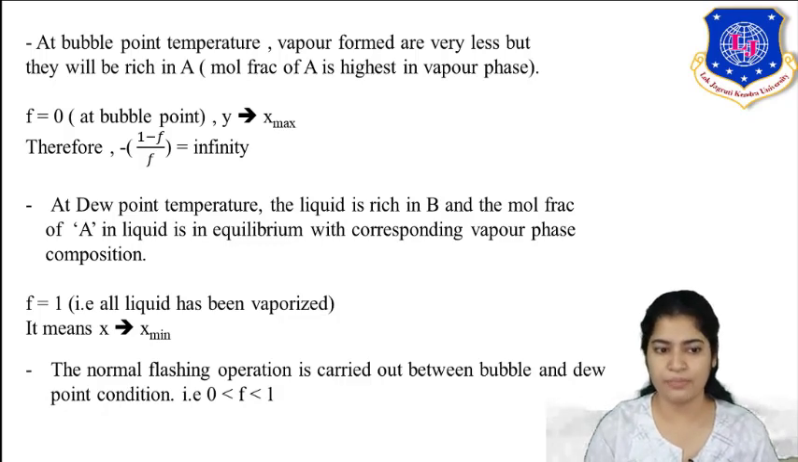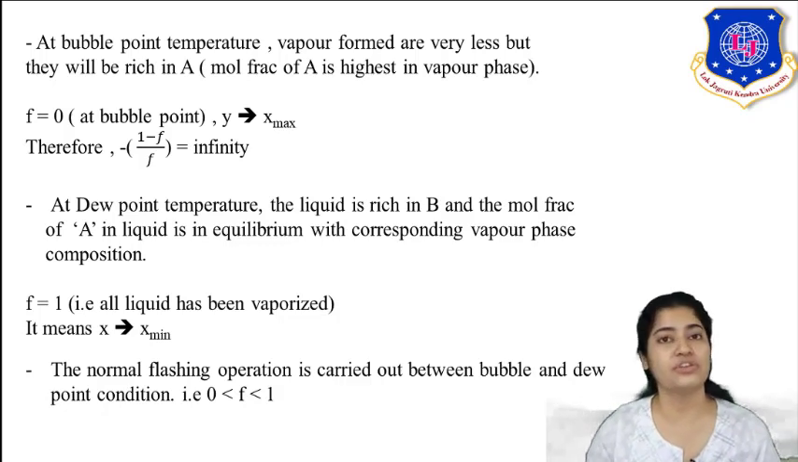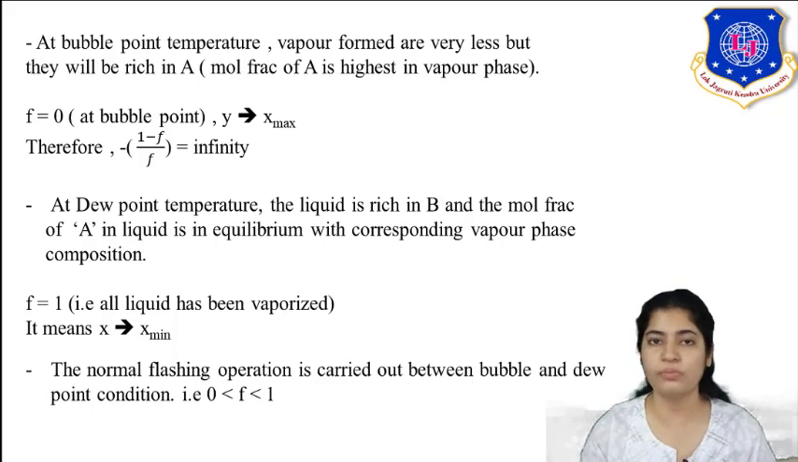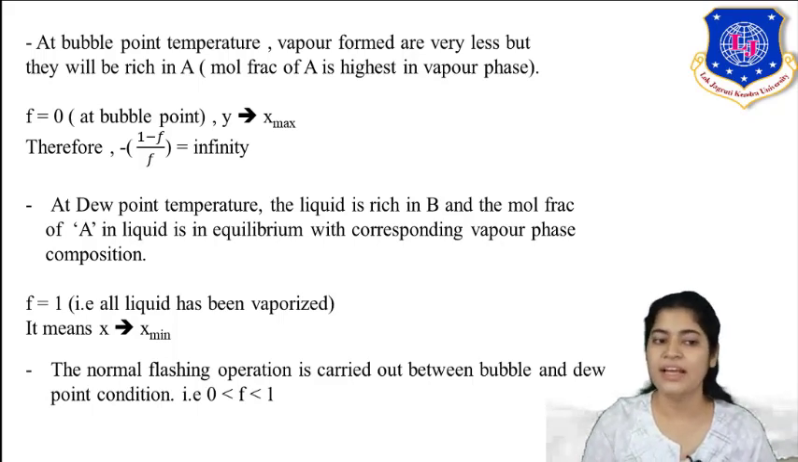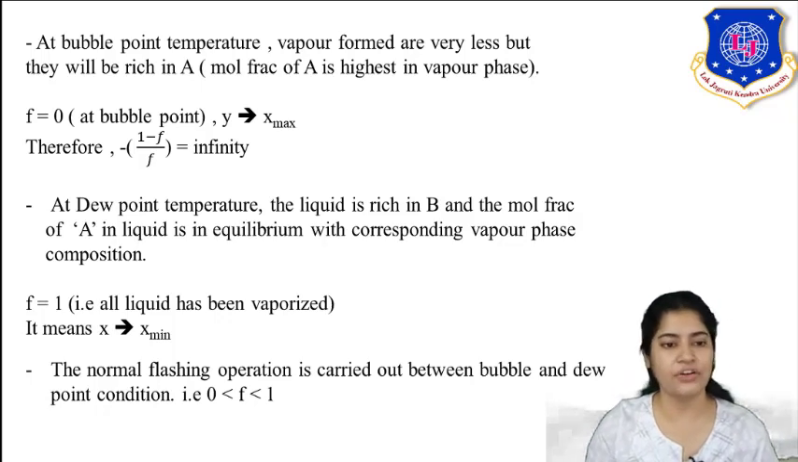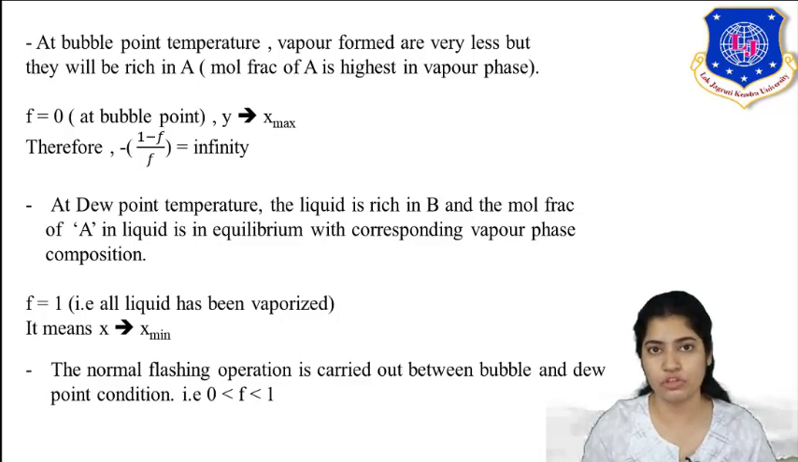Your more volatile component. So I can say that the fraction of feed vaporized is what? Almost zero, because a very limited amount of vapors is forming. So that is almost negligible. Hence F is 0 at your bubble point. But the mole fraction of the more volatile component in the distillate, Y, is what? It is maximum. It is in its most pure form.